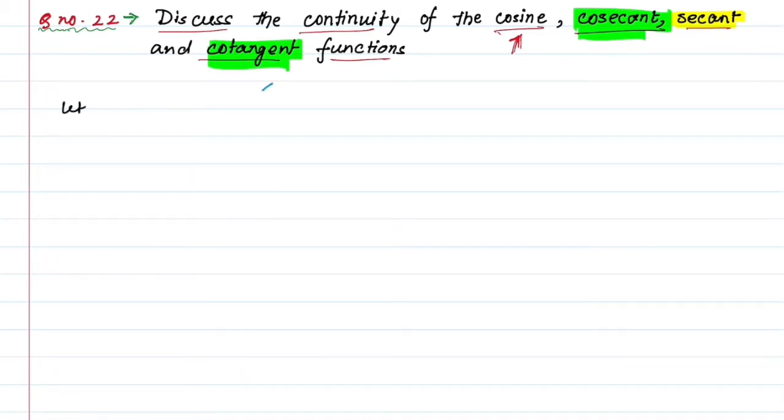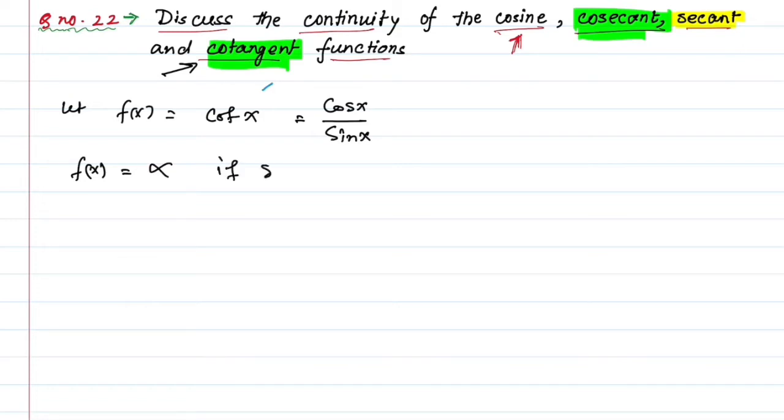So, let f of x is equal to cot x. Cot x means the cotangent function, which can be written as cos x by sin x. Here you see this function f of x or cot x is not defined if the denominator is equal to 0, that means sin x is equal to 0, and this implies x is equal to n pi, where n belongs to Z.